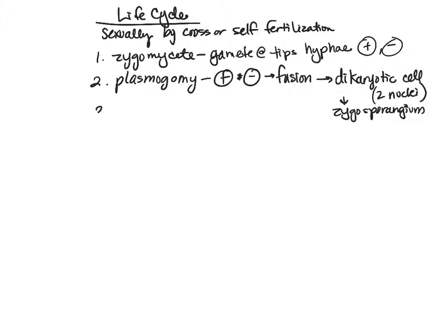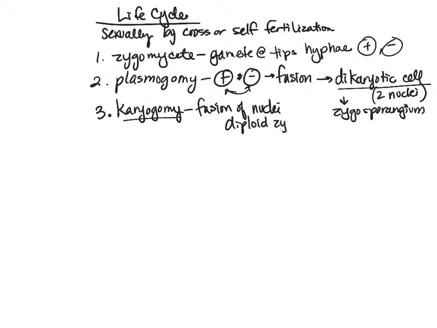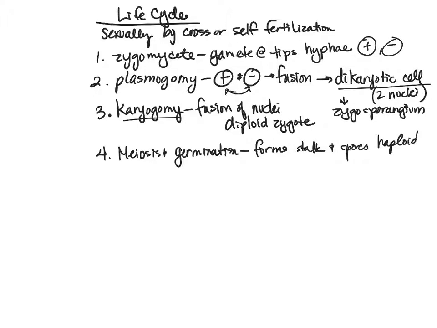Then these two come together, and that is karyogamy. So that's the fusion of nuclei. So we have the fusion of these gametes first. That's then a dikaryotic cell that has two nuclei. Then we have karyogamy, which is the fusion of the nuclei to form a diploid zygote. Then in the fourth step, we have meiosis and germination. So the zygote forms this stalk, and the spores are in haploid form. And then, of course, we go back to the beginning here because we've created these spores up here, and then we have the positive and the negative, and then those fuse to become that dikaryotic cell, etc.